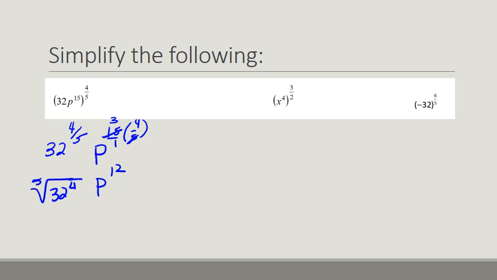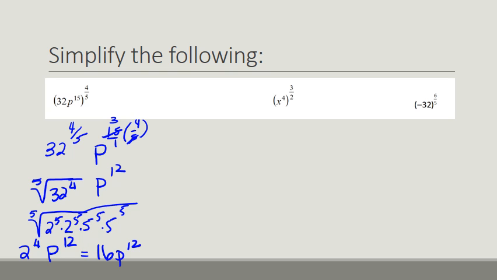Now 32 is just 2 to the 5th. So this can be rewritten as 2 to the 5th 4 times. And remember, when I pull out groups of 5, they become 1. So on the outside, I'm going to have 4 groups of that 2. So 2 to the 4th times the 5th root of nothing, so times p to the 12th, or 16p to the 12th.